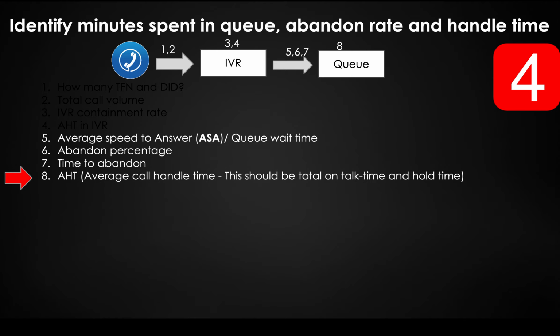So, average after call work time is something where the call has ended and the agent state is after call work. So, there the line is not active, so you don't want to include after call work in your average handle time calculations. So, once you have captured the information like your number of toll-free numbers, your IVR containment rate and average handle time in IVR, and your queue level information, you move on to the next step.